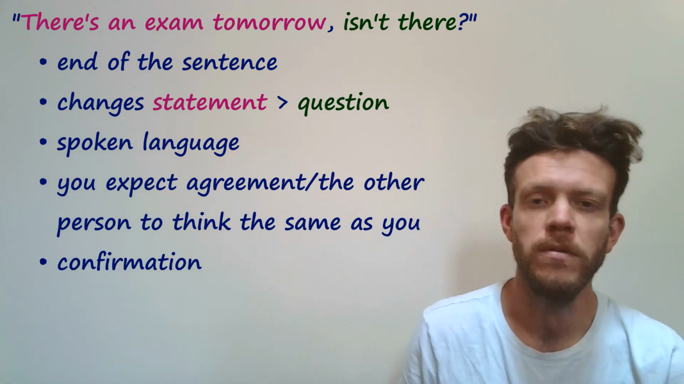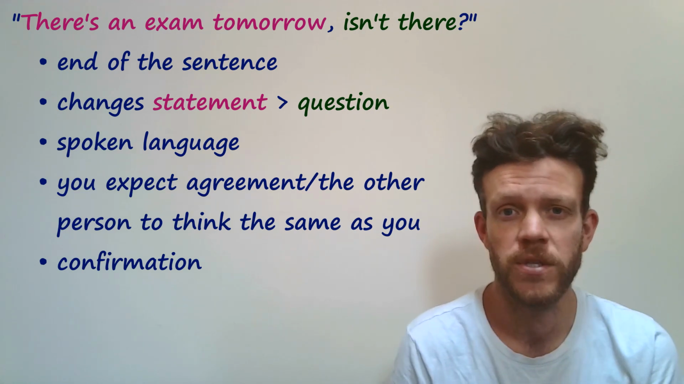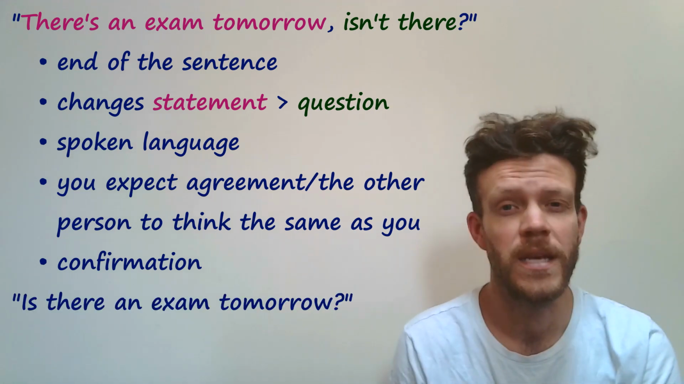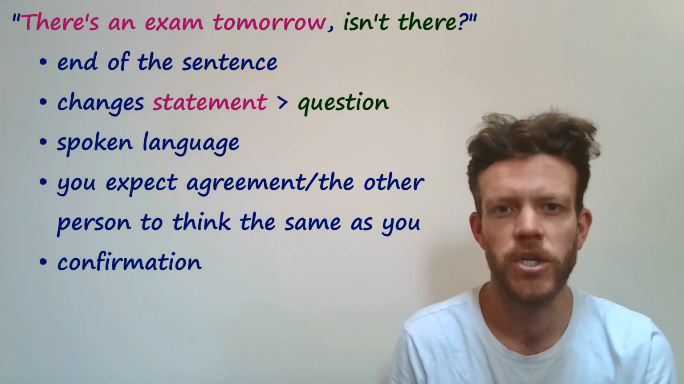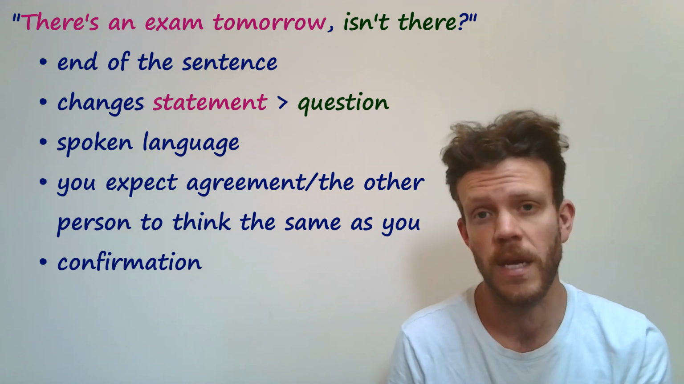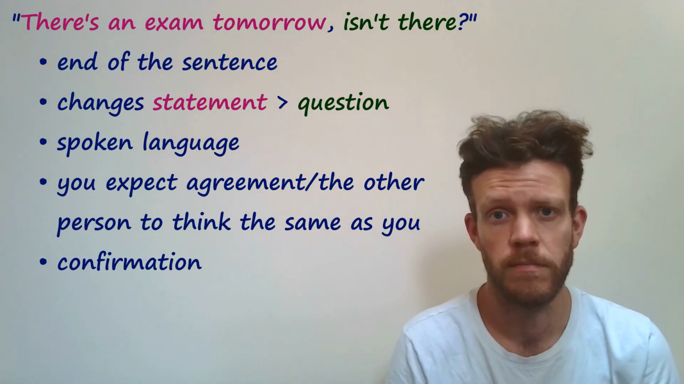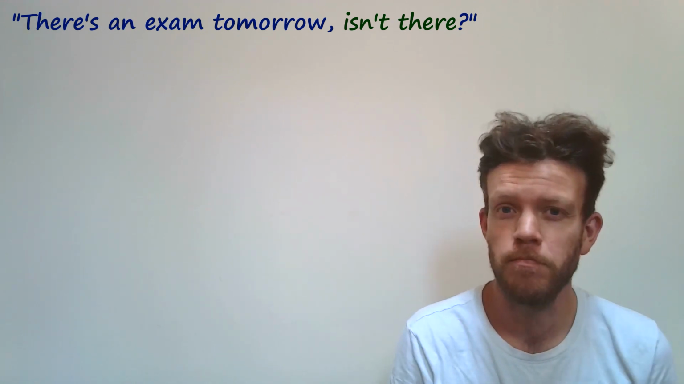Going back to the example, if you didn't know, you would probably just ask a question. Is there an exam tomorrow? But if you're fairly sure, 80% sure, it's a good situation to use these. There's an exam tomorrow, isn't there? So that's when and why we use them. Let's now look at how to form them.